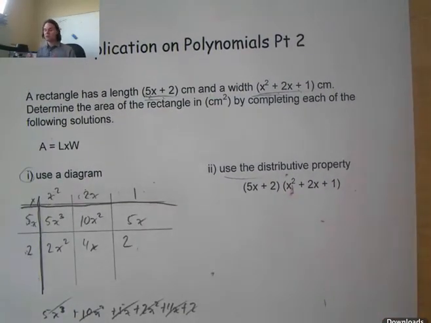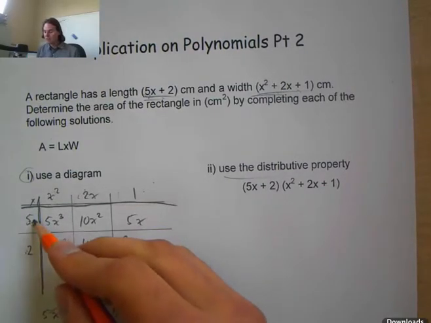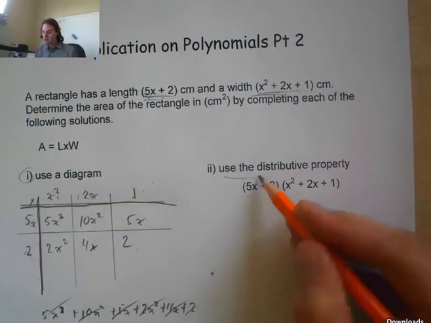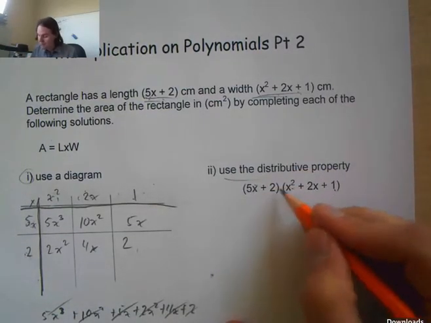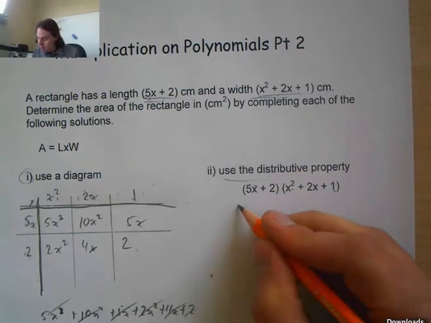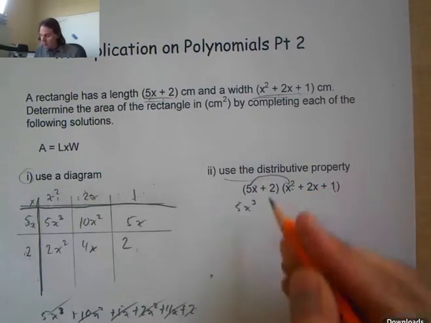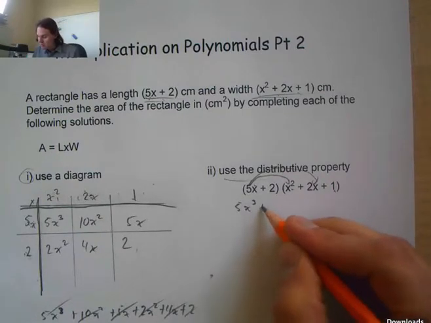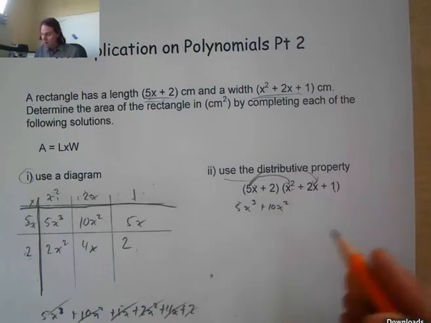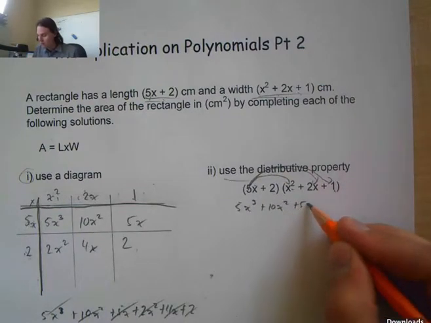Alright, now let's try and do this through distributive property. Same idea. What did I do? I had to do 5x multiplied by all 3. So here, 5x multiplied by all 3. So I go 5x multiplied by x squared will give me 5x cubed, right? Then I have to go 5x multiplied by 2x, which will give me plus 10x squared. Then I have to go 5x multiplied by 1, which will give me plus 5x.